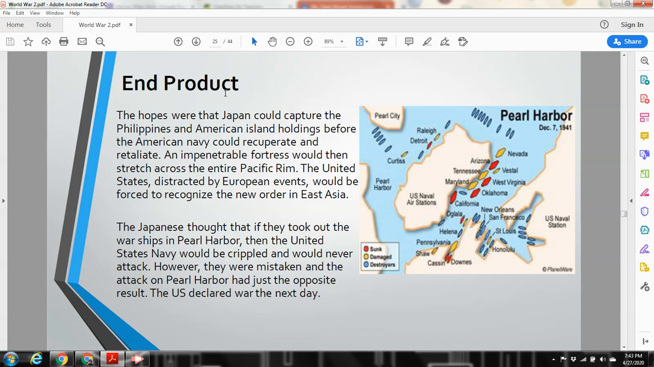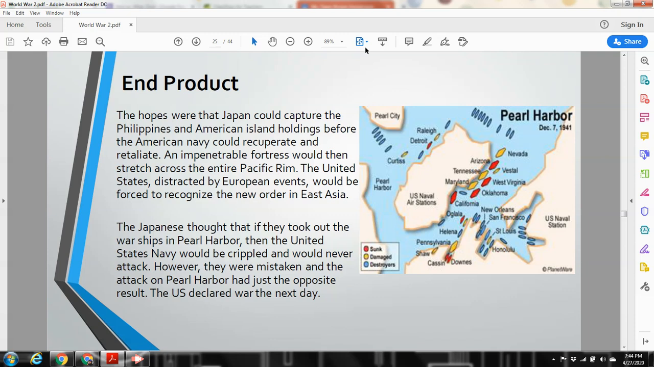So the Japanese thought that if they took out the warships in Pearl Harbor, then the United States Navy would be crippled and could never attack. However, they were mistaken, and the attack on Pearl Harbor just had the opposite result. The United States declared war the next day.